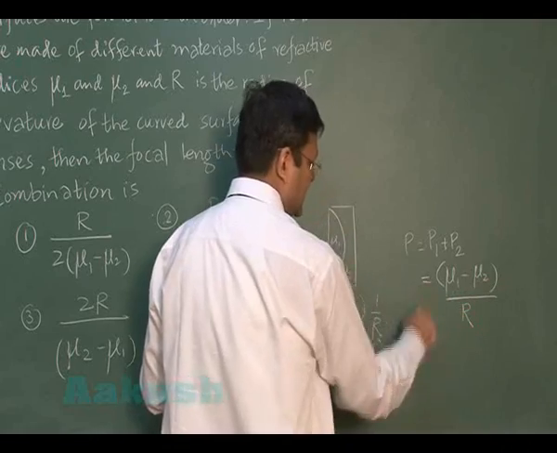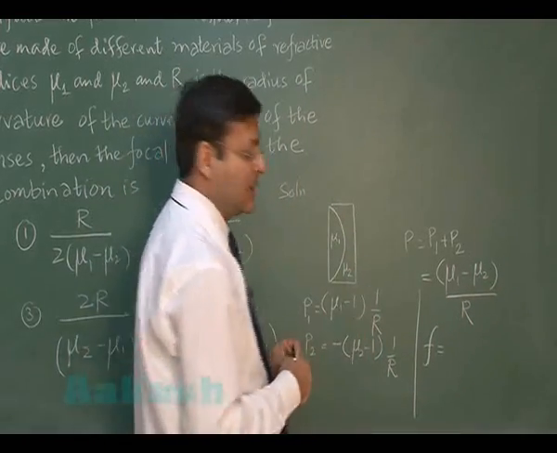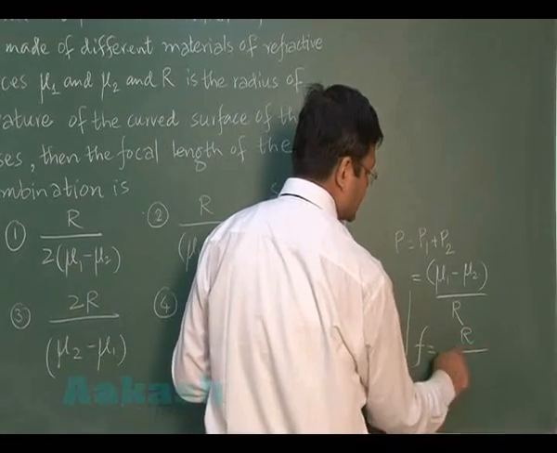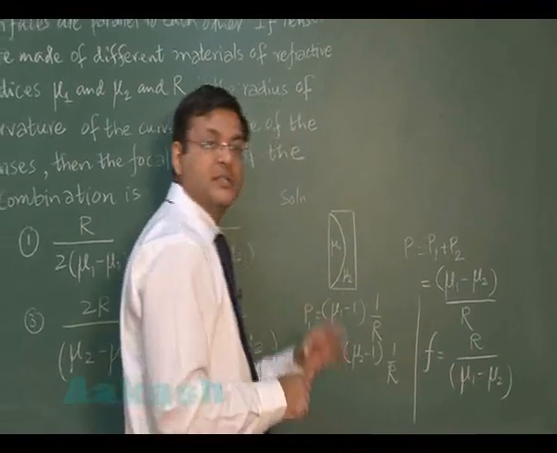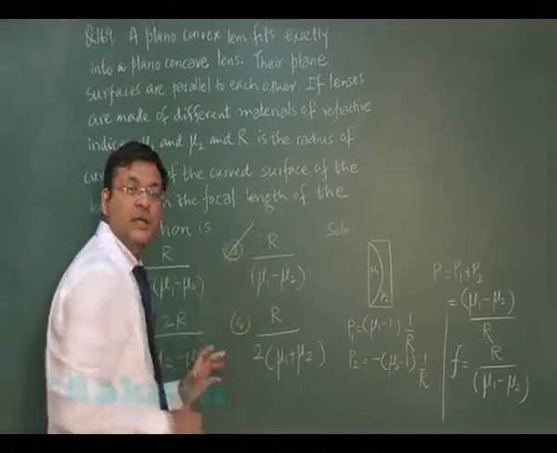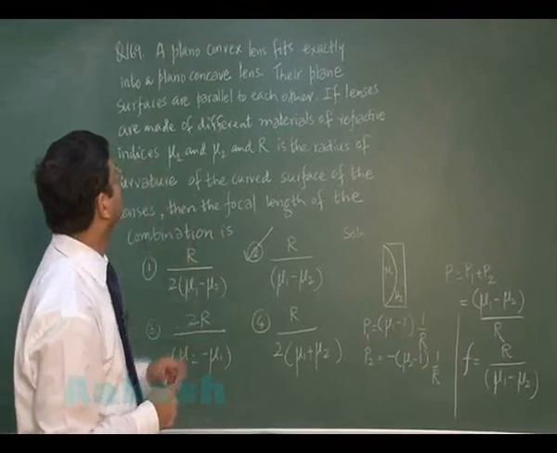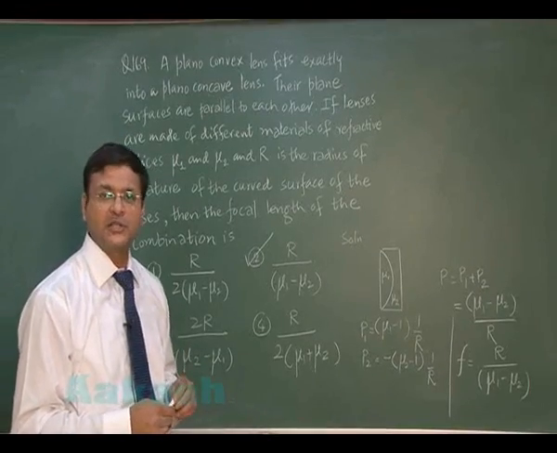And in case they are demanding the focal length of the combined thing, that is just the inverse of that, and for that matter you will be writing it as R upon (mu1 minus mu2). So this will be the answer for this particular question, and the most appropriate answer comes out to be option 2. So that was the answer to question number 169. Let us look at the next question, question 170.